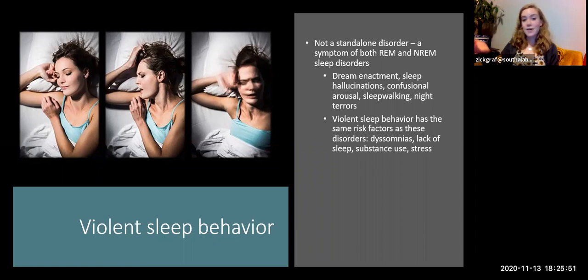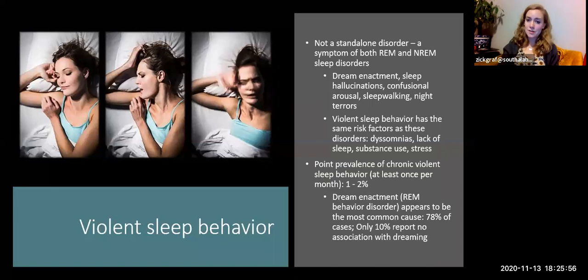It can be made worse by dysomnia, so fragmented sleep, lack of sleep for any other reason, substance use, and stress. The point prevalence of chronic violent sleep behavior, so the number of people who say that they're currently engaging in it at least once per month, is 1 to 2%. Seemingly, in this population-based study in Europe, the most common experience associated with violent sleep behavior was dream enactment. Almost 80% of people who said that they engaged in violent sleep behavior said that they felt like they were enacting a dream.